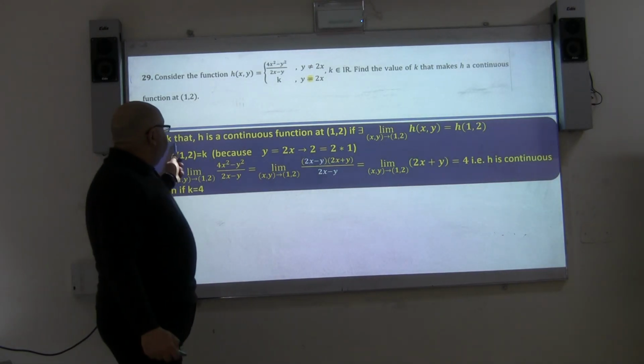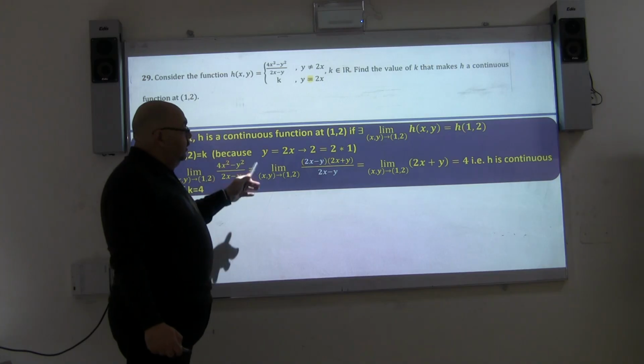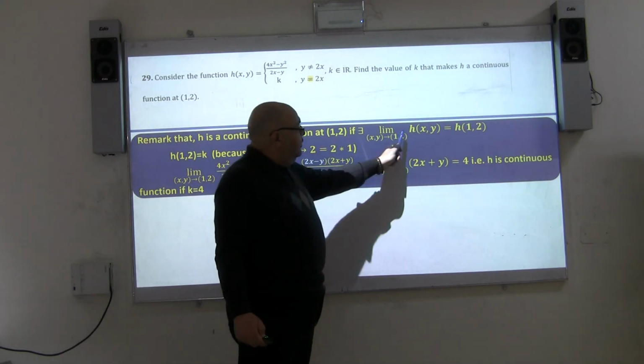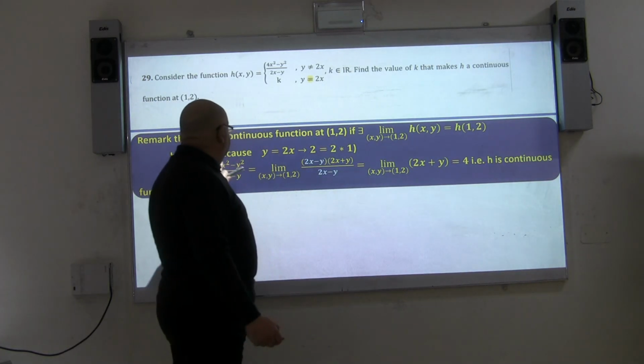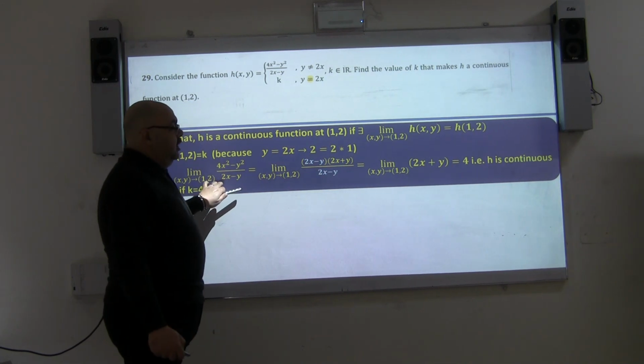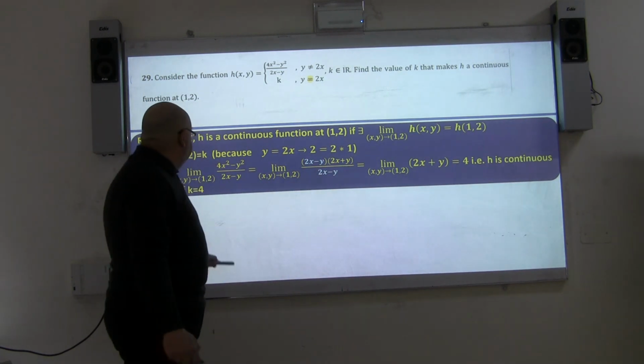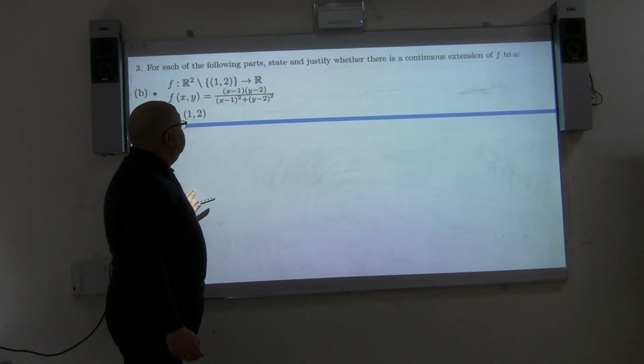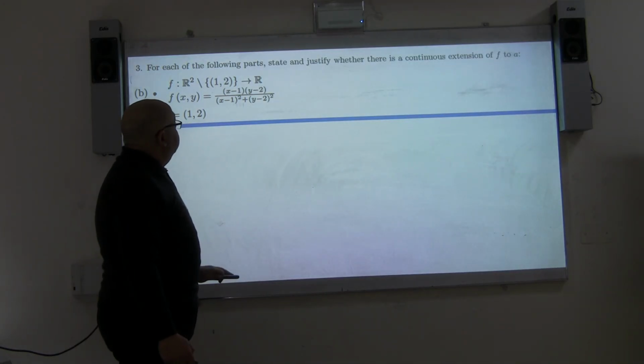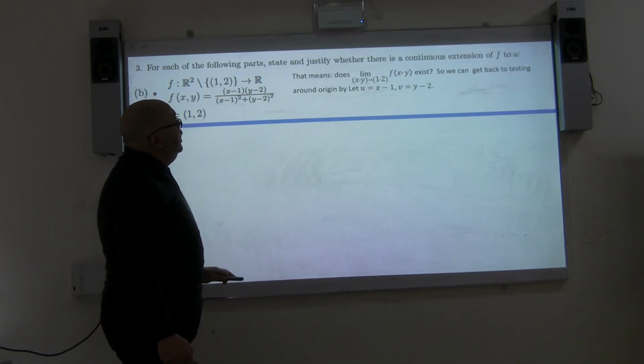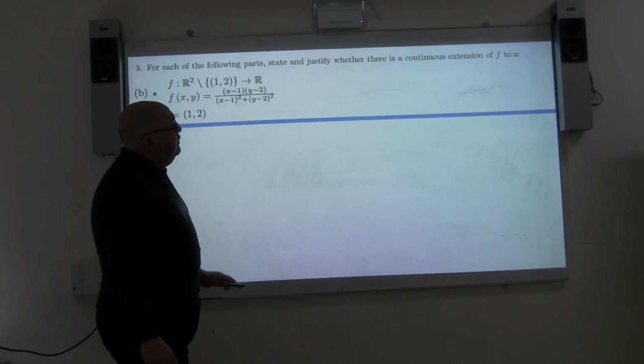So once more, remark that h is a continuous function at (1, 2). If the limit of h exists and is equal to h(1, 2), all I have to do is evaluate the function, then make the substitution, so h is continuous at k equal to 4. That's another problem for whether it is a continuous function of f to a.